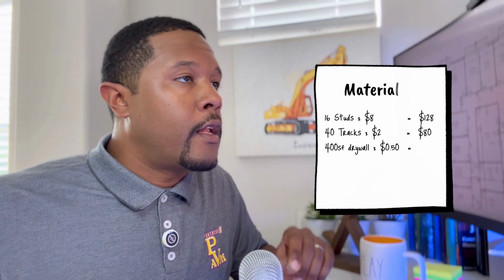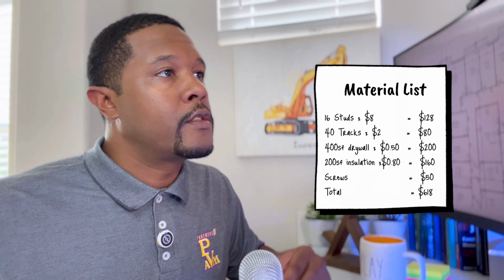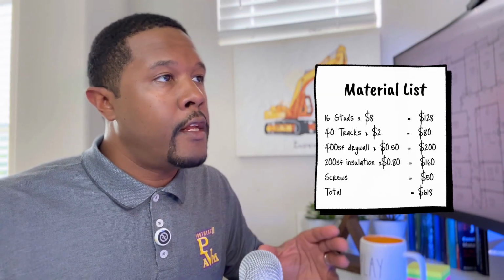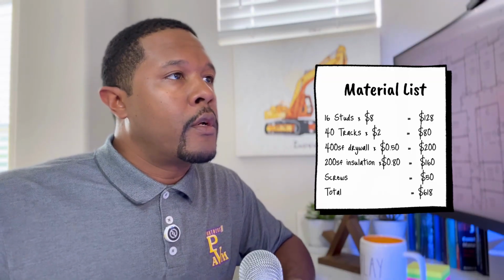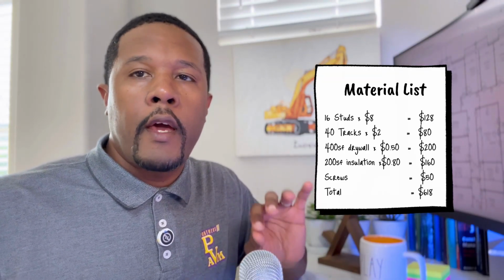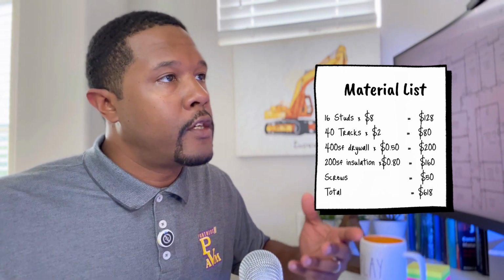All right, so 16 studs times 8, that's $128. Our track is going to be at $2 a linear foot, so 2 times 40 is 80. So that's $80 for the track. Then we've got our drywall or gypsum board. We had 400 square feet. We're going to price that out at 50 cents a square foot. That's going to give us $200.